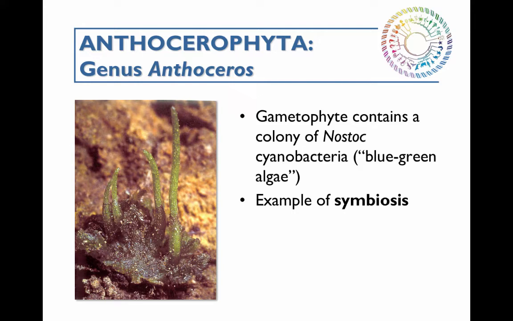The Anthoceros is growing or cultivating the nostoc cyanobacteria. The nostoc is therefore providing the Anthoceros with fixed nitrogen. And the nostoc colonies benefit from growing in a very protected environment. They're encased within the gametophyte and are therefore protected from drying out.